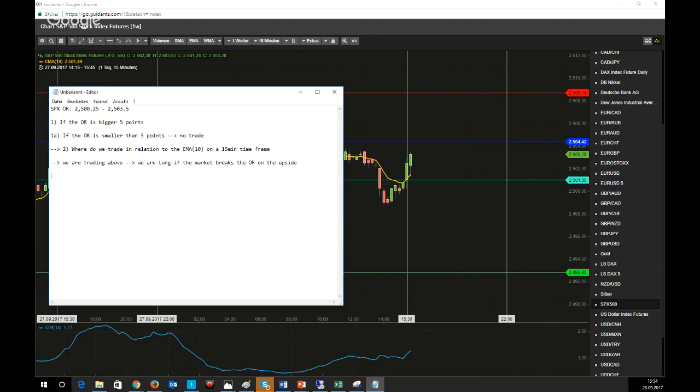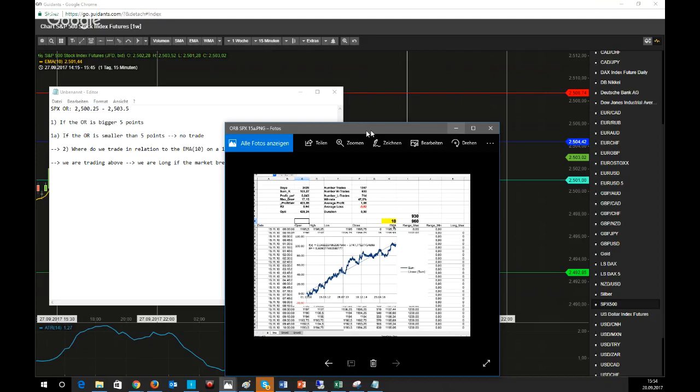In fact, some of you might now say, "Hey, this is too simple. Can't work." It does. It works. I've shown this to you several times. So this is the backtest of this simple system here.